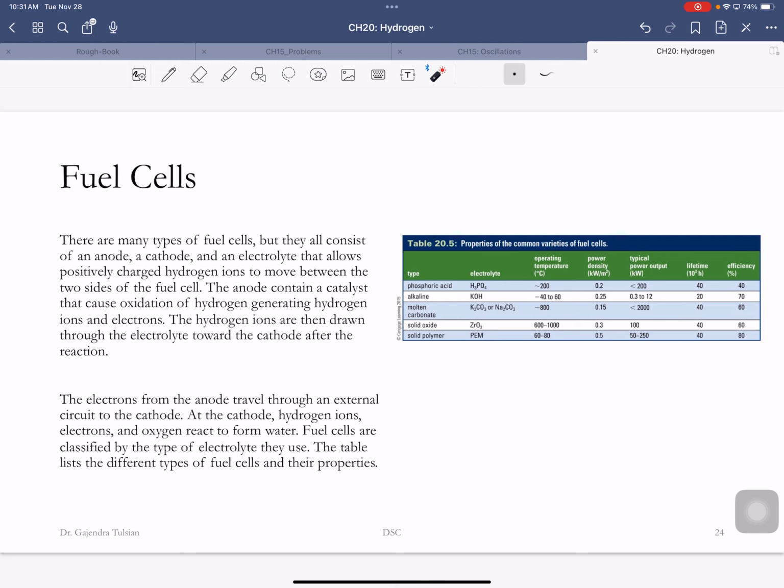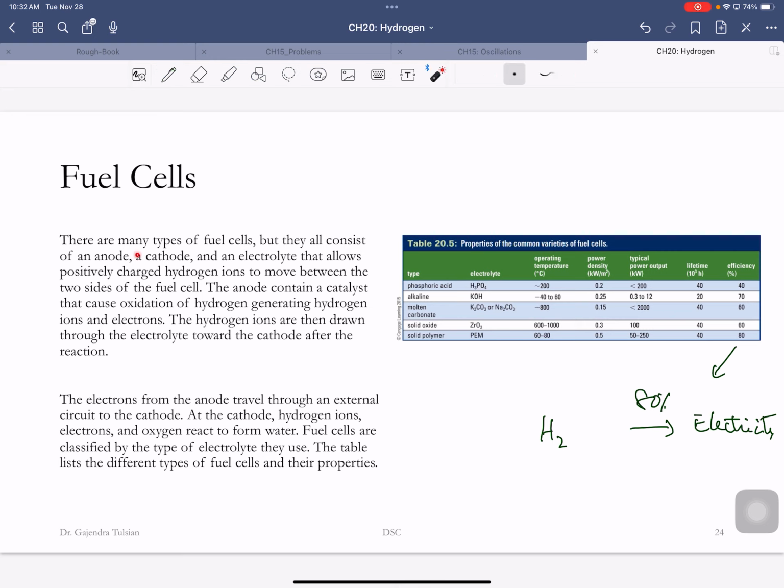Okay, so here are the various kinds of fuel cells. These are the catalysts that are used, and their efficiencies are given by this. So the solid polymer fuel cell is the most efficient, 80% efficient. What does that mean? That 80% efficiency means that 80% of the energy content of H2 is converted to electricity. Okay, that's what that means.